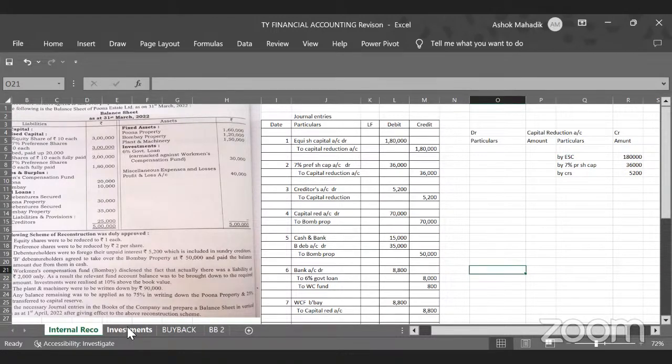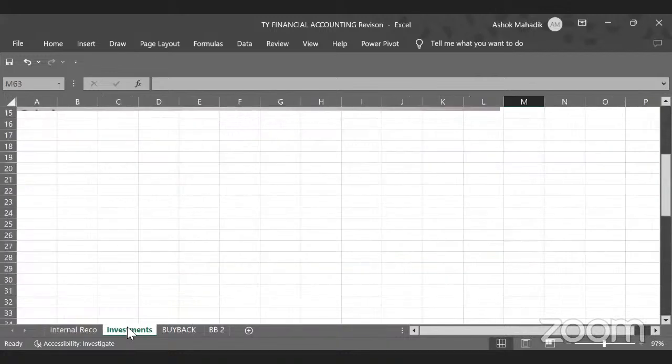for theory. So I suggest you have a glance at these notes. Okay, short notes. Don't leave this question, theory question. Do attempt it in full. Okay. So now we'll go to investment accounting.